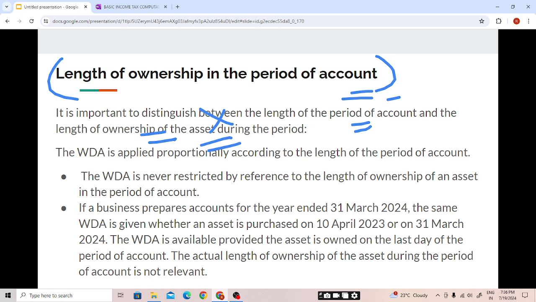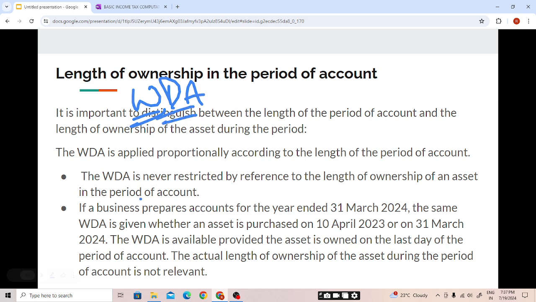This is the important point students, because depreciation we apportion according to the months availability of the assets, but when coming to the tax rules, the WDA will not be apportioned. I hope this point is clear. The actual length of ownership of assets during the period of account is not relevant. The WDA is available provided the asset is owned on the last day of the period of the account. I hope this is clear.